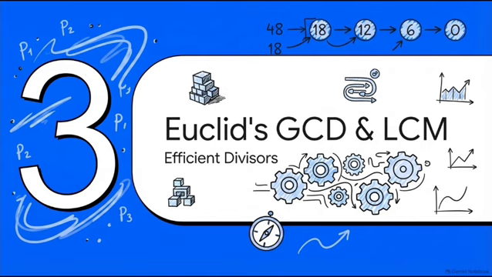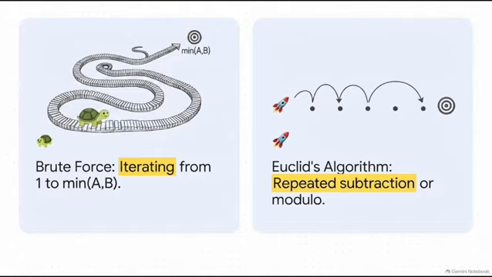Let's talk about efficient divisors. When an interviewer asks you to find the greatest common divisor, searching for factors one by one is going to be way too slow. The brute force method tests every single number from 1 up to the minimum of the 2 numbers. Enter Euclid's algorithm, the hero we need to slash our time complexity.